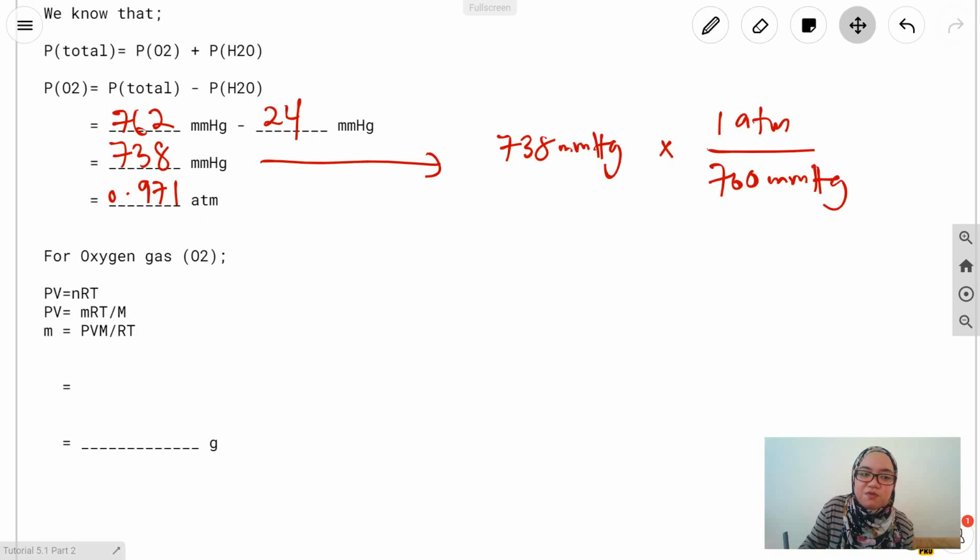We know that PV equals nRT, and n is equal to mass over molar mass. So we substitute it into this: PV equals mRT over molar mass. Since we need to find the mass of oxygen, we rearrange the formula to make the mass the main subject. So mass equals PVM over RT.